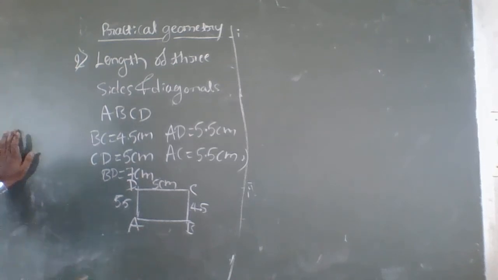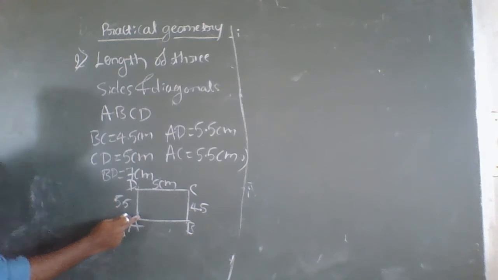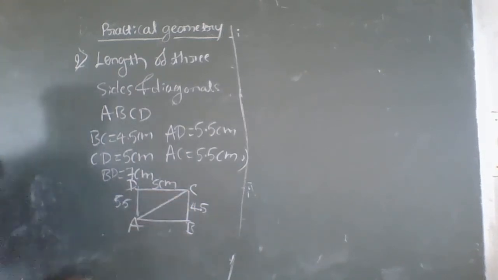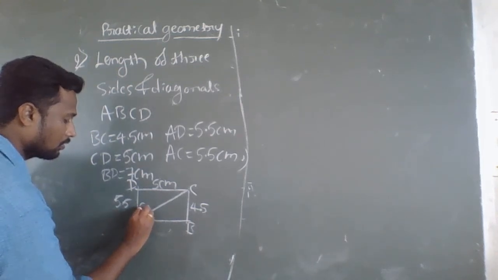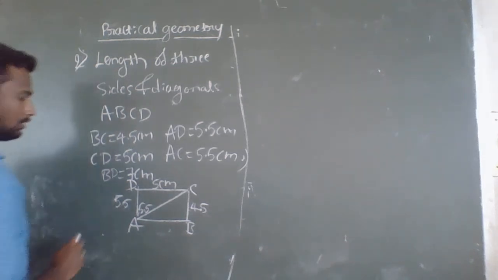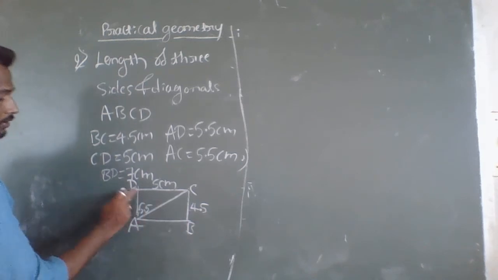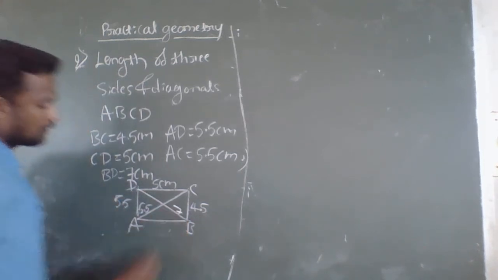Here AC is the diagonal, A to C. This is 5.5 centimeter, and next BD is 7 centimeter. BD is also a diagonal. It is of 7 centimeters.